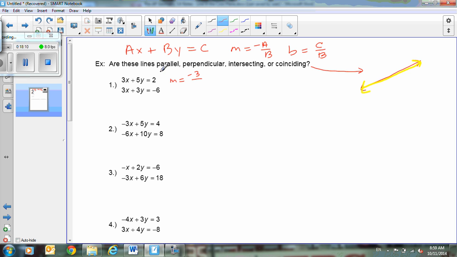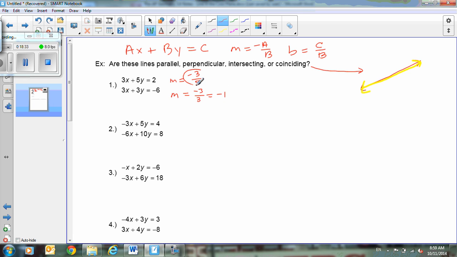Okay, b, the coefficient of y, is 5, so the slope of the first line is negative 3/5. Now let's compare that to the slope of the second line. So we're going to take, again, the opposite of a over b. A is 3 again, so its opposite is negative 3. B is positive 3. And negative 3 divided by positive 3 is negative 1.